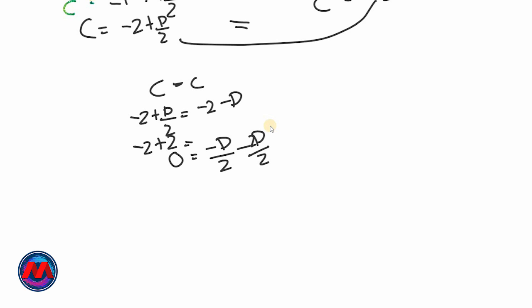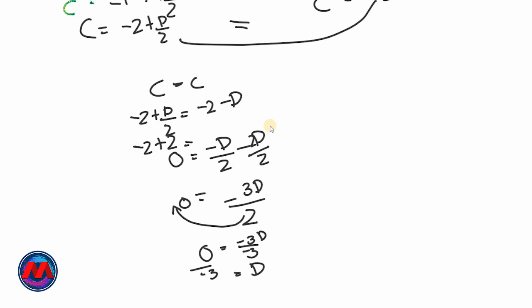So, yan. Solve natin yan. Negative d over 2 minus 2d over 2, negative minus negative, magiging negative 3d over 2. And that's 0. Multiply natin, lagay natin siya sa kabila. 2 times 0 is 0. Negative 3d divided by negative 3, divided by negative 3. D is equals to 0. Yan. So, sa hinaba-haba ng proseso, D is equals to 0.